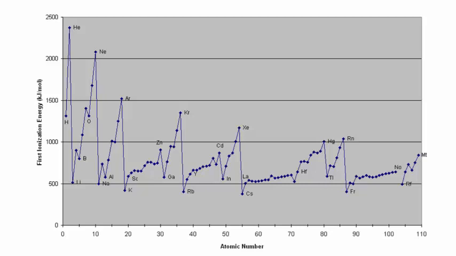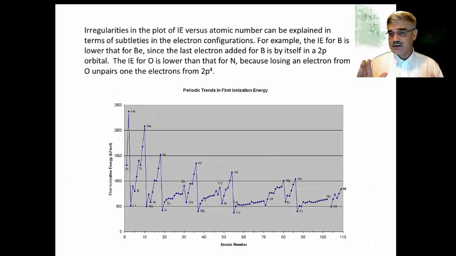Okay, the point is that if you look at these irregularities and these little jagged patterns, they can be interpreted and tell us information about the electron configuration and what some of these subtle rules are.